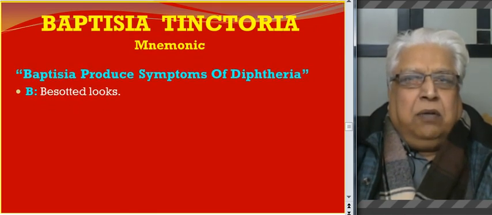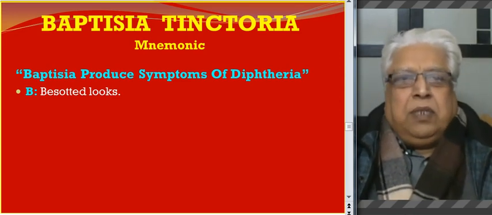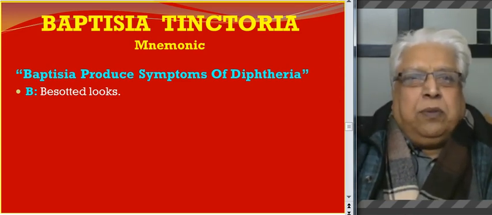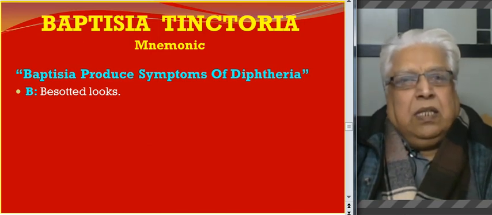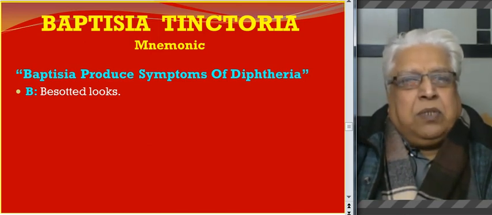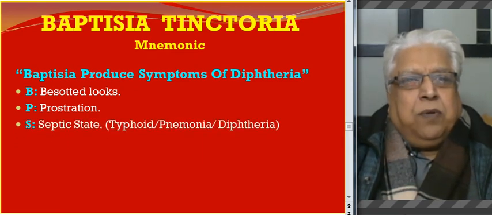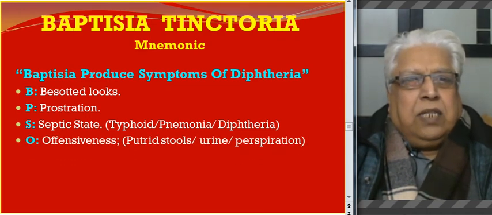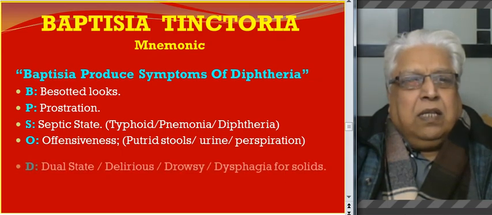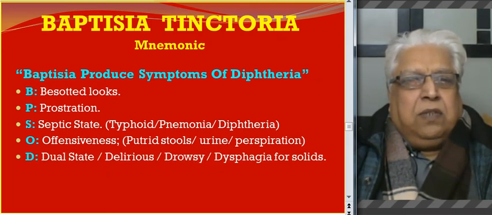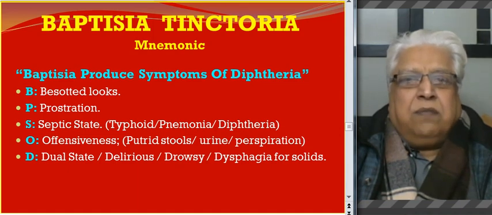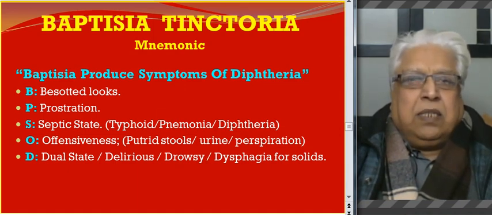Baptisia, how can it be remembered? We have a mnemonic: Baptisia produces symptoms of diphtheria. Here B stands for besotted looks, P stands for prostration, S stands for septic state, and O stands for offensiveness. D stands for dull state, delirium, drowsy, dysphagia of solids. Dull state is a sensation of being scattered, as if body parts are scattered.